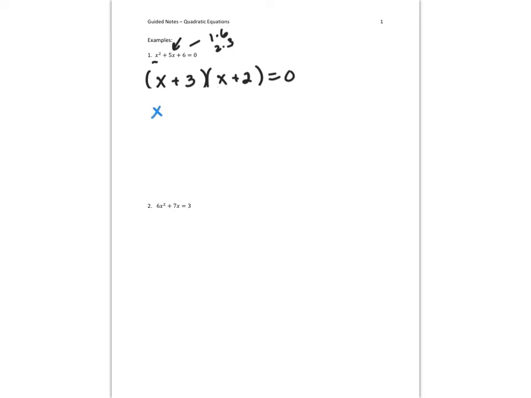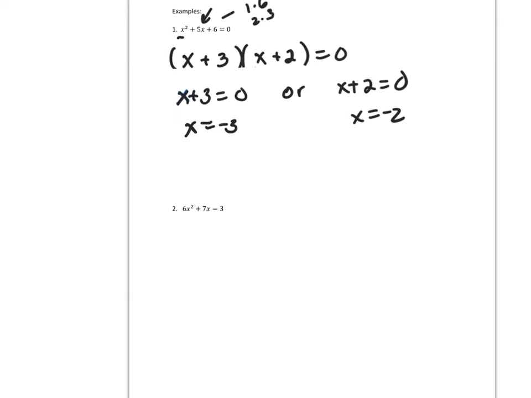Well, that means x plus 3 equals 0, or x plus 2 equals 0. And that gives me x equals -3 or x equals -2. The degree was 2. I got 2 solutions.